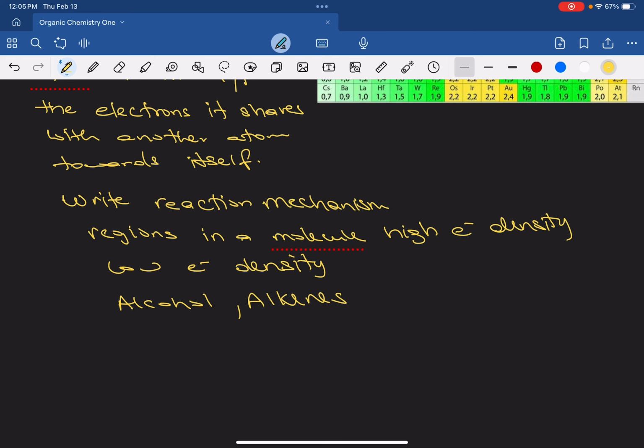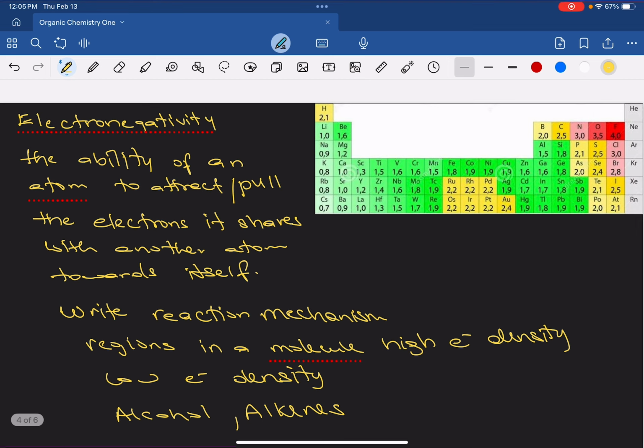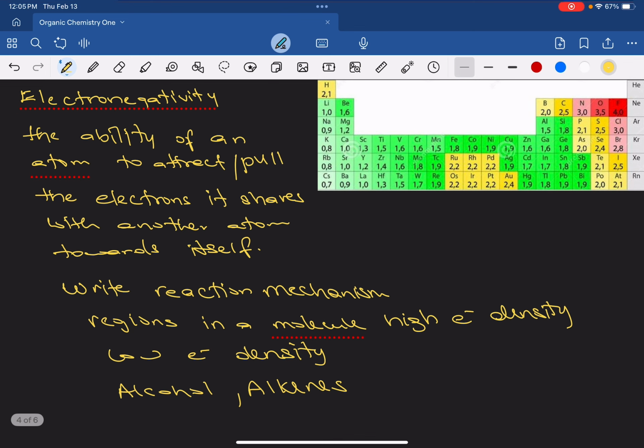Now, your electronegativity as it relates to the periodic table, let's talk about this a little bit. You will remember from Gen Chem, or if you don't remember, it's fine. Your electronegativity will increase as you move across a row and also increase as you move up a group, right? And it increases as you move from left to right. The elements found on the right side of the periodic table are the most electronegative, right?